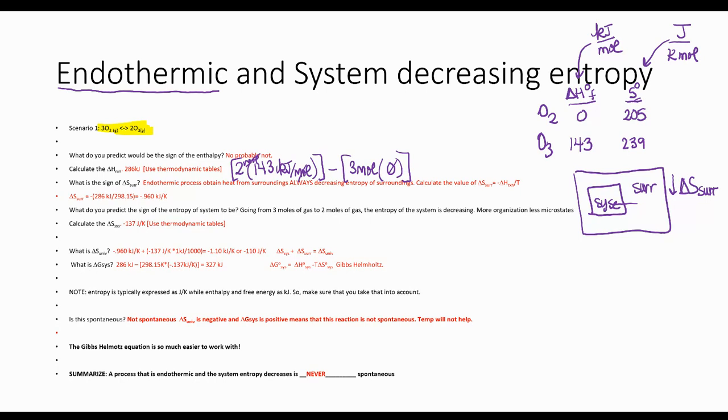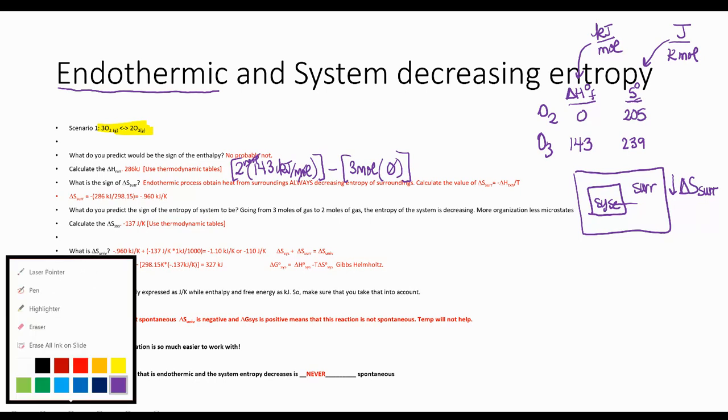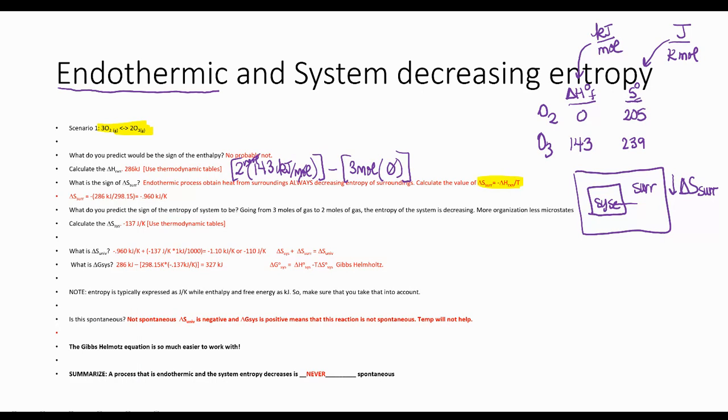I can actually calculate a value for that, and the equation always for delta S of surroundings is negative delta H of reaction over T. So here's my delta H, 286 kilojoules, negative of that divided by 298.15. I'm going to assume all of the examples I do are at 298. So here's my entropy of the surroundings, negative 0.960 kilojoules per Kelvin, which is the equivalent of 960 joules per Kelvin.